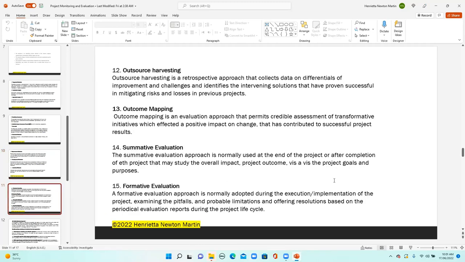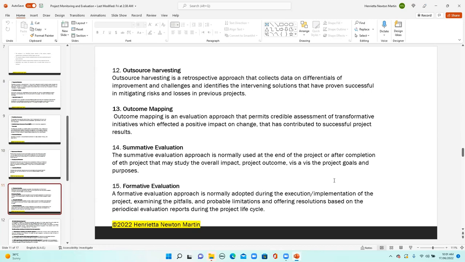Next is outsource harvesting. Outsource harvesting is a retrospective approach that collects data on a differential of improvement and challenges and identifies the intervening solutions that have proven successful in mitigating risks and losses in previous projects.